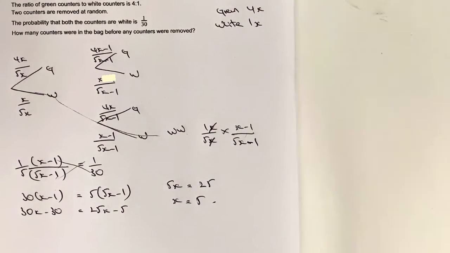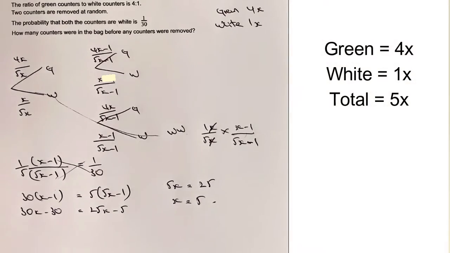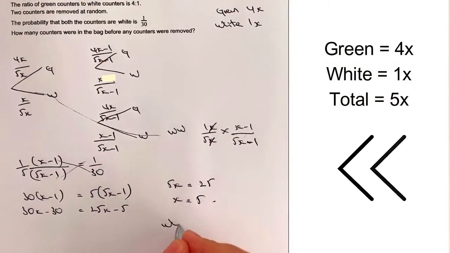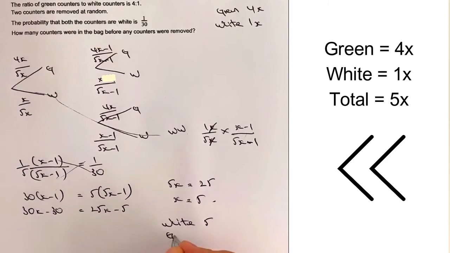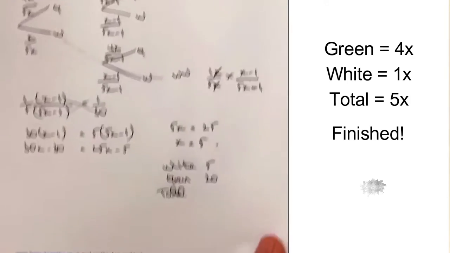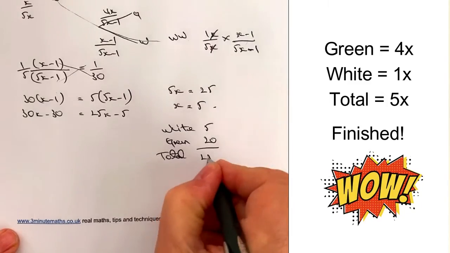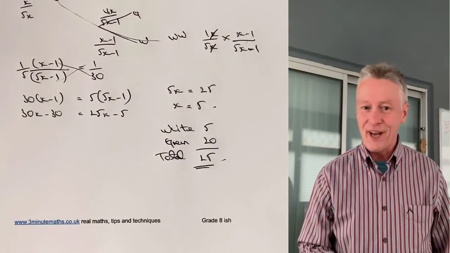So now I've got my value of x, I can say that in this particular case white is going to be 5 because that was x. Green is going to be 4x, which is 20, so the total must be 25 altogether, and that would be the answer to that particular question.